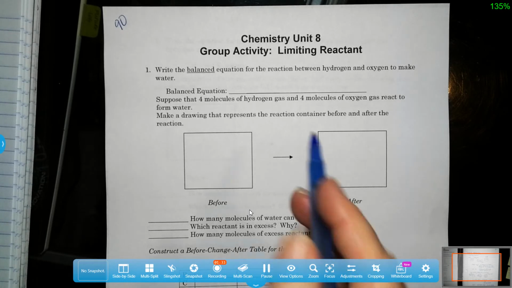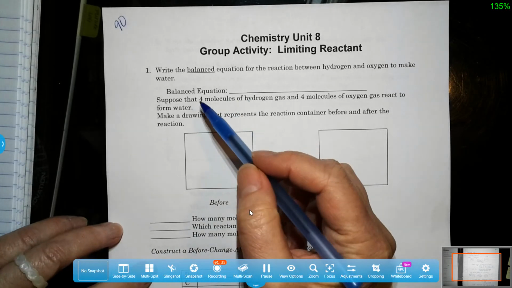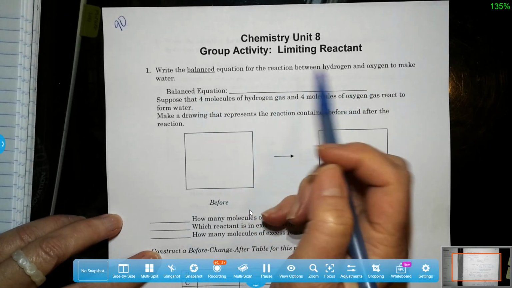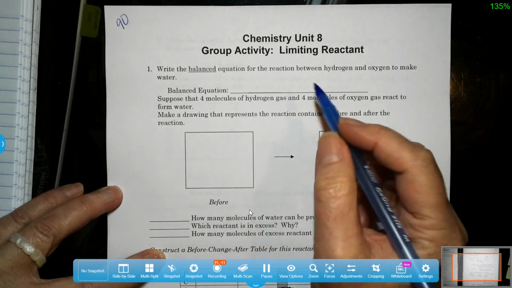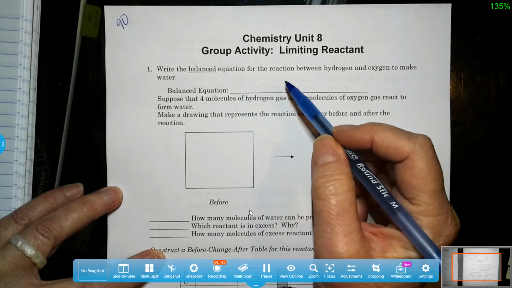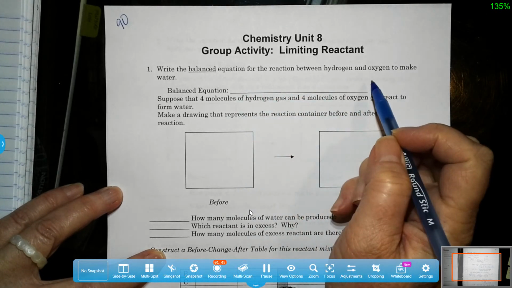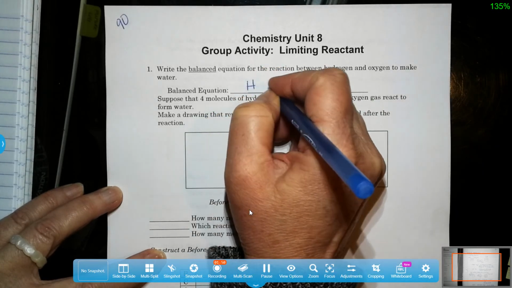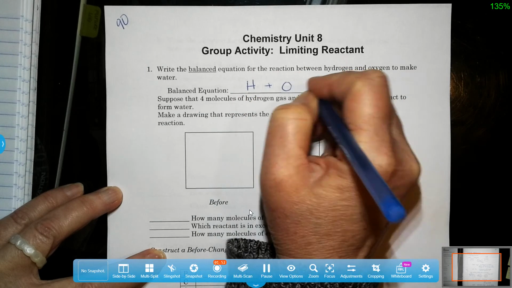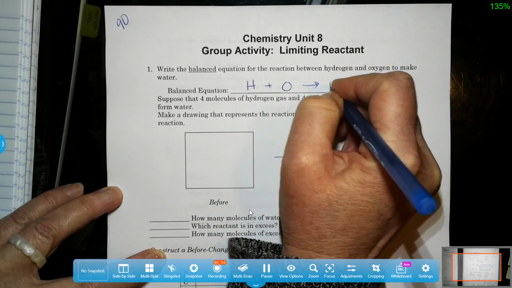Okay, so what you should have done is write the balanced equation for this, and I didn't give it to you because these are fairly easy and I think you should be able to do the easy ones. Write a balanced equation for the reaction between hydrogen and oxygen to make water. So we're reacting hydrogen and oxygen to make water.